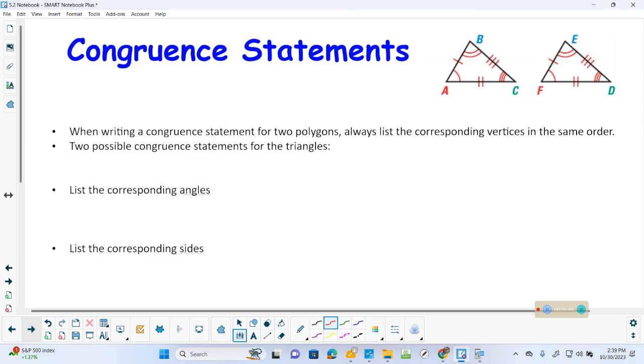Write a congruent statement for 2 polygons. Always list corresponding vertices in the same order. So it says write 2 possible congruent statements for the triangle. So I'm going to put a triangle symbol.